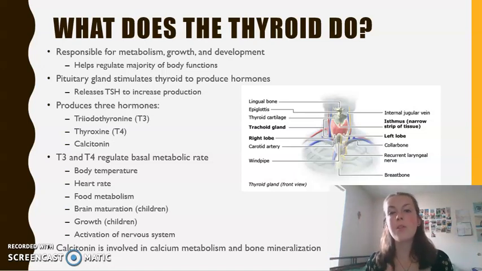hormones. Now we have 3 main thyroid hormones. We have T3, T4, and calcitonin. T3 and T4 work together to regulate basal metabolic rate. So that is your body temperature, your heart rate, food metabolism, brain maturation and growth in children, and activation of the nervous system. This is why when we go to look at symptoms of hyperthyroidism and hypothyroidism, you will see these things being all out of whack. We also have calcitonin, that is the third thyroid hormone, and that is involved in calcium metabolism and bone mineralization.